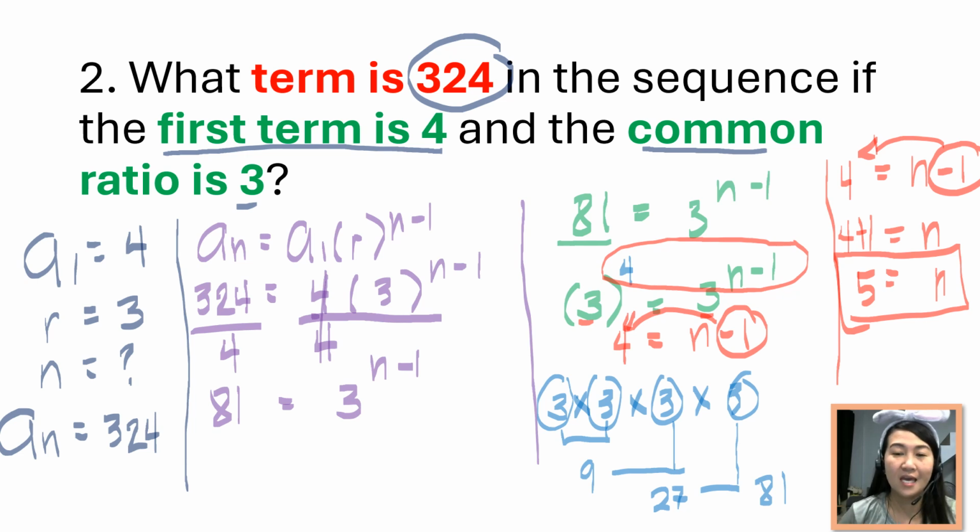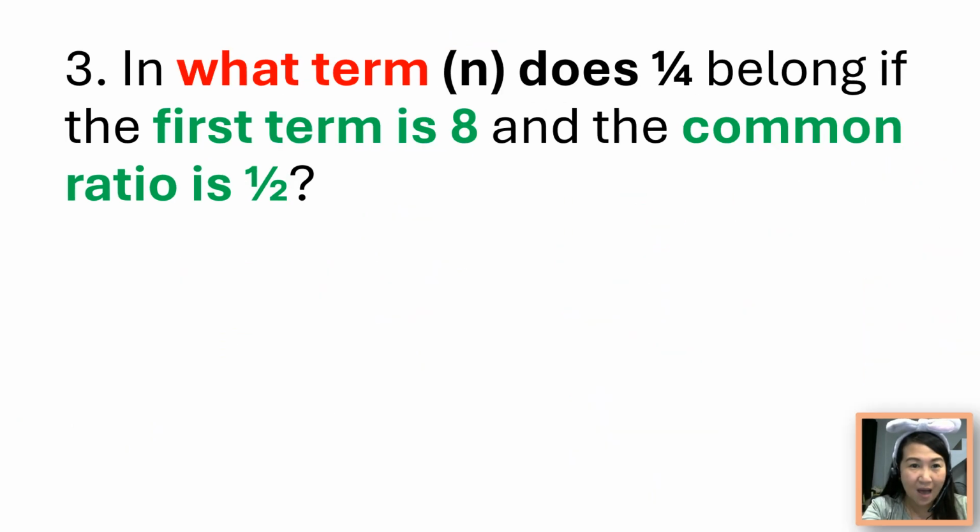Alright, so that is the value of n. Ibig sabihin, class, ang 324 is in 5th term ng iyong geometric sequence. Okay, example number 2. Okay, let's now have example number 3. In example number 3, let's read our problem. In what term does 1/4 belong if the first term is 8 and the common ratio is 1/2?